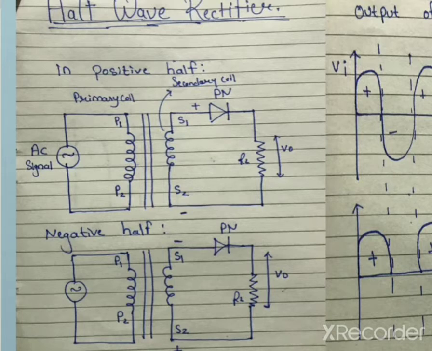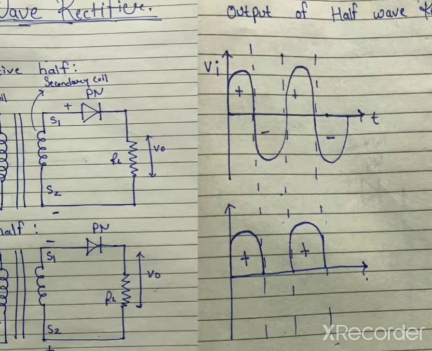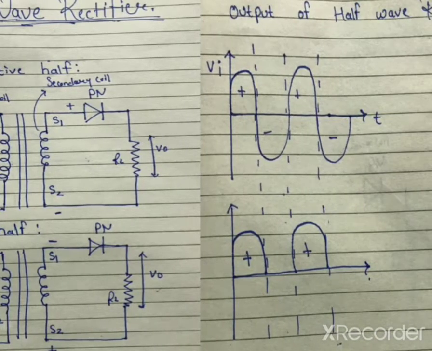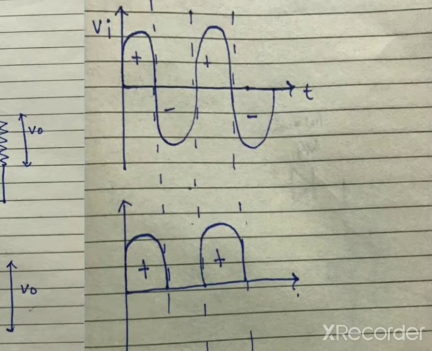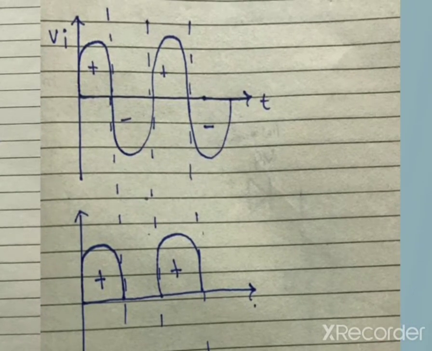the P side of the diode is connected to negative, and the N side of the diode is connected to positive. So it removes half of the waveform. We do not get half of the waveform in the negative half. So here is the output waveform. We get a unidirectional DC output. So here is the DC output.